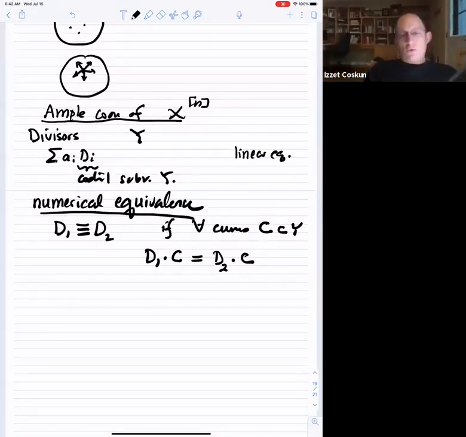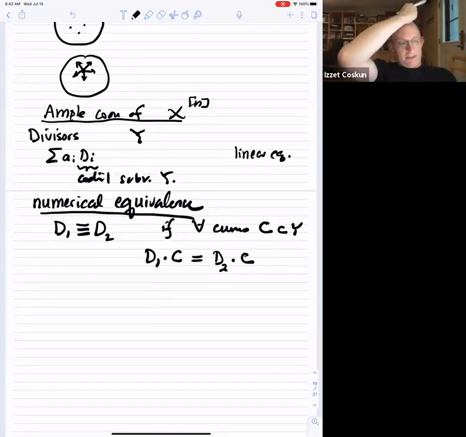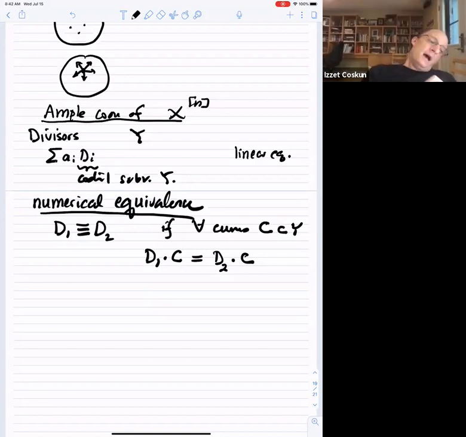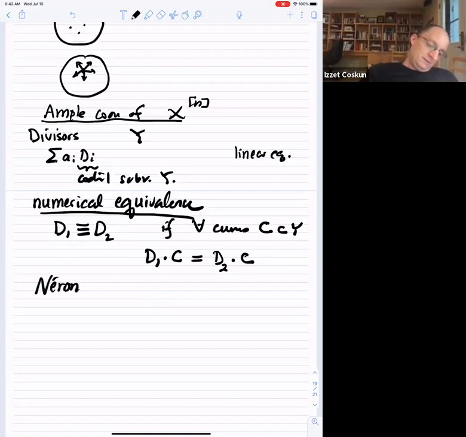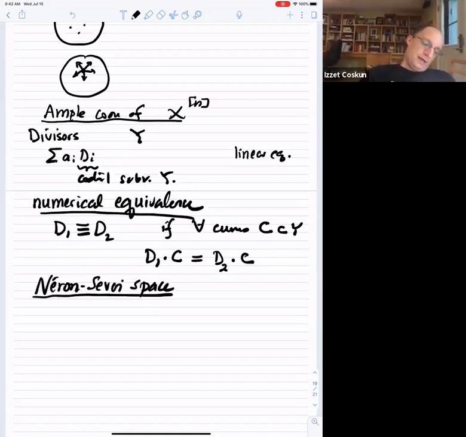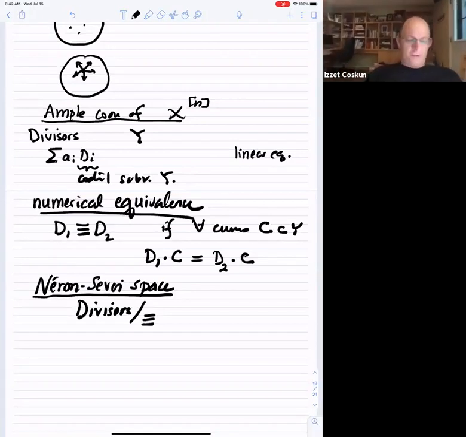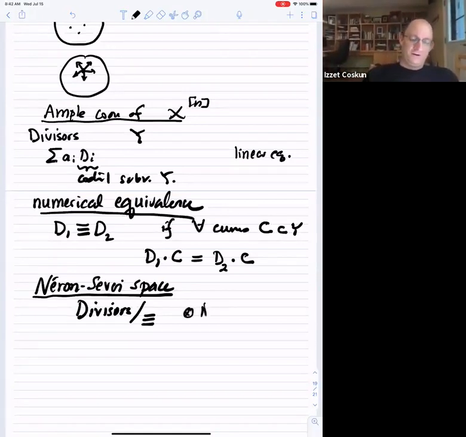Of course, linearly equivalent divisors are numerically equivalent, but more things get identified under this numerical equivalence. And what you do is you form the Néron-Severi space, which is what you do is you take divisors modulo numerical equivalence, and you make this thing into a vector space by tensoring it with R, okay?